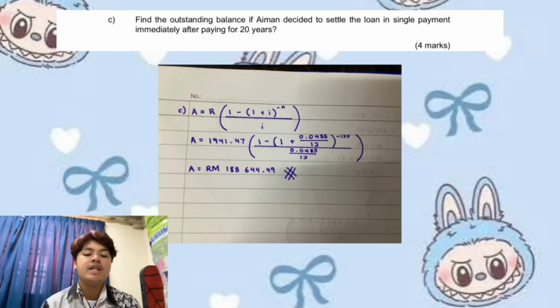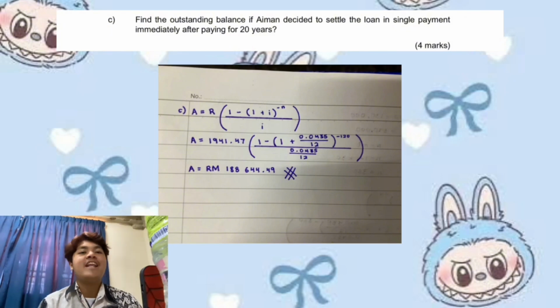So the formula will be like this: A equals 1,941 ringgit 47 cent, 1 minus in bracket 1 plus 0.0435 over 12 to the power of negative 120, over 0.0435 over 12. Then you will get the final answer, which is 188,644 ringgit 49 cent. Yay!